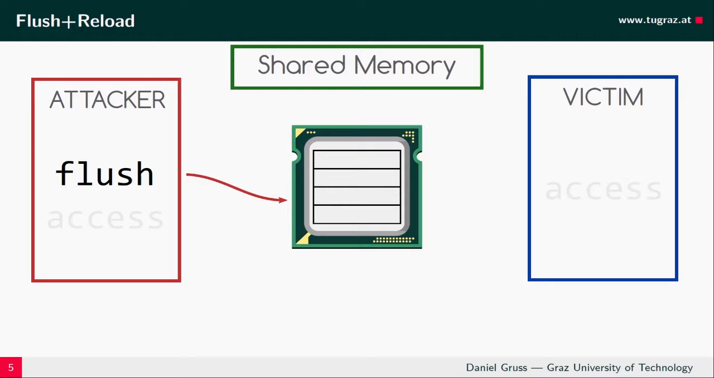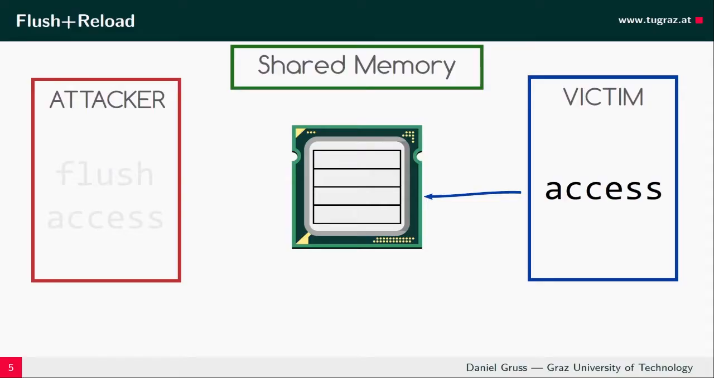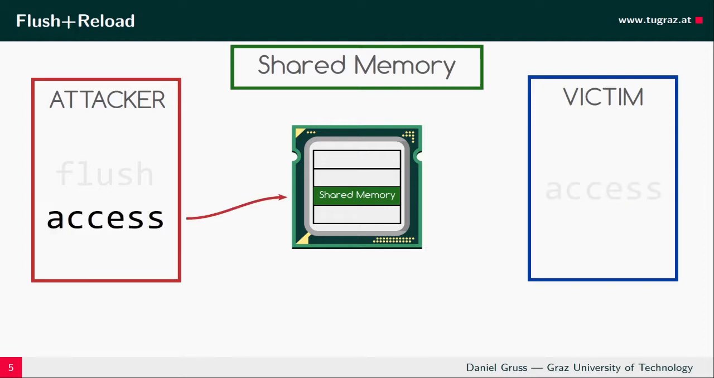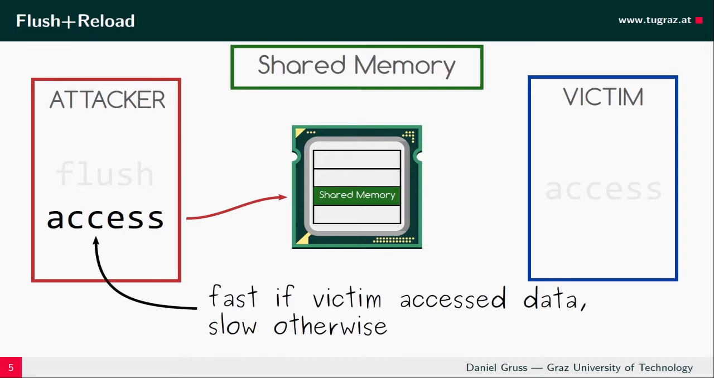Now the attacker can just wait and try to reaccess this cache line and measure how long it takes. If the victim in the meantime accesses the variable, it will be loaded into the cache and you will see that the access is fast. So the attacker can then deduce that the victim must have accessed this data.